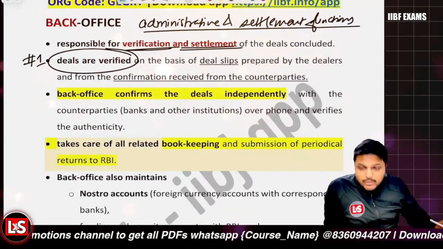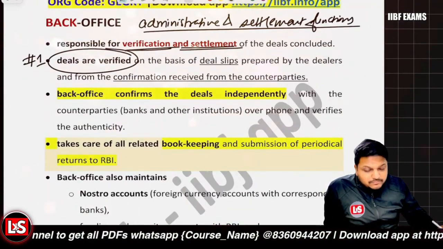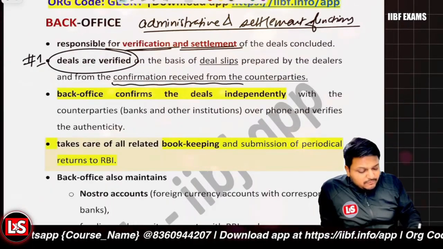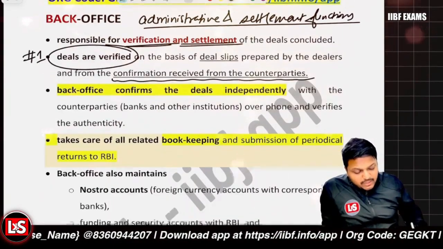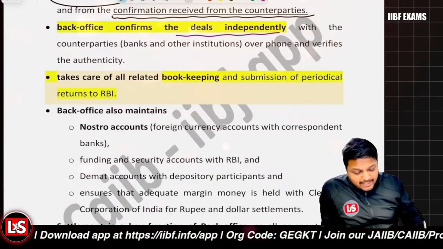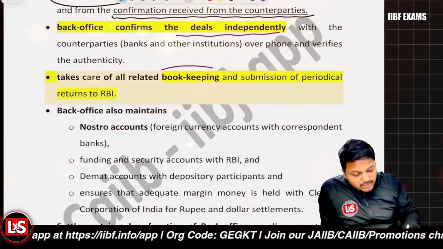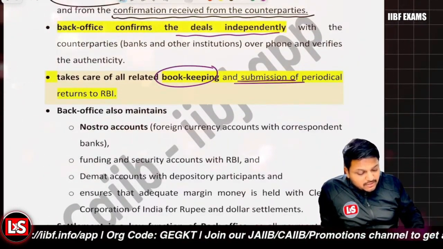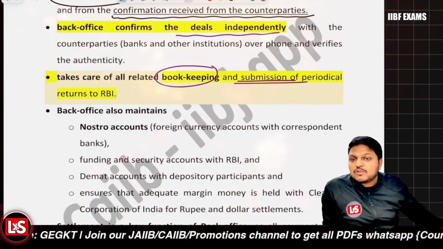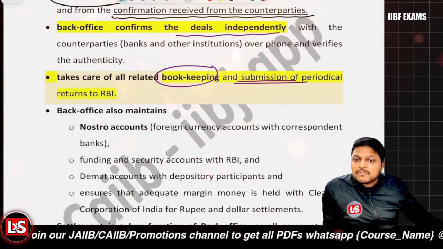And also it's going to do the confirmation from the counterparties. So the confirmation from the counterparties is to be taken, and also the deals are to be verified independently. That is to be done, and also it's going to take care of the bookkeeping and the submission of the periodical returns to the Reserve Bank of India. Whatsoever the returns are to be submitted to the Reserve Bank of India, that is to be done, right?